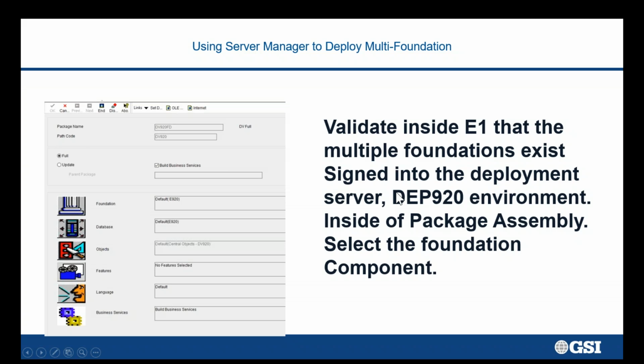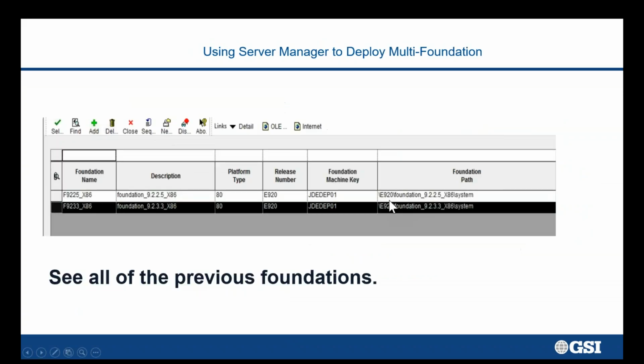So another thing you could do is go inside. You're going to do a package build afterwards anyway. It's usually the best practice to actually do. I mean, you could do an update package with just deploying the foundation if you want. Most people just click off a full package and be done with it. But get inside of it and look inside. Select the foundation component. So you just click on the foundation, and then you'll see the different foundation versions.